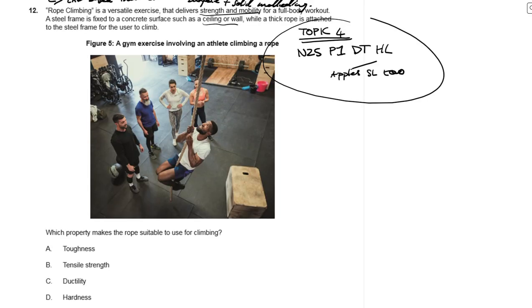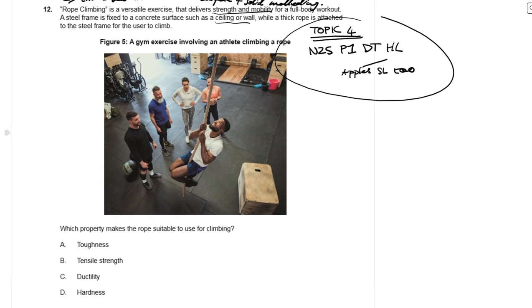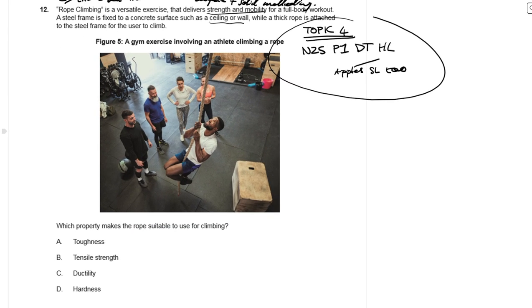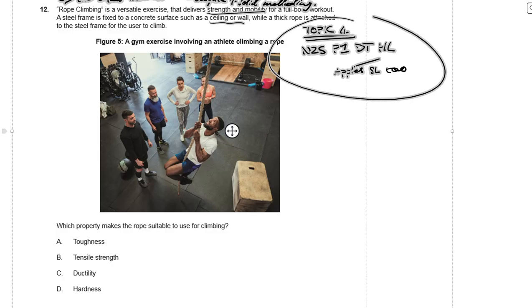So on to question 12, we have a rope climbing question. It is a versatile exercise that delivers strength and mobility for a full body workout. A steel frame is fixed to a concrete surface, such as a ceiling or a wall, while a thick rope is attached to the steel frame for the user to climb. And we have this image here. Which property makes the rope suitable to use for climbing? And we have these 4 options. So complete this question on your own. Try to figure out the answer, and come back to this. So I'm going to play it now.